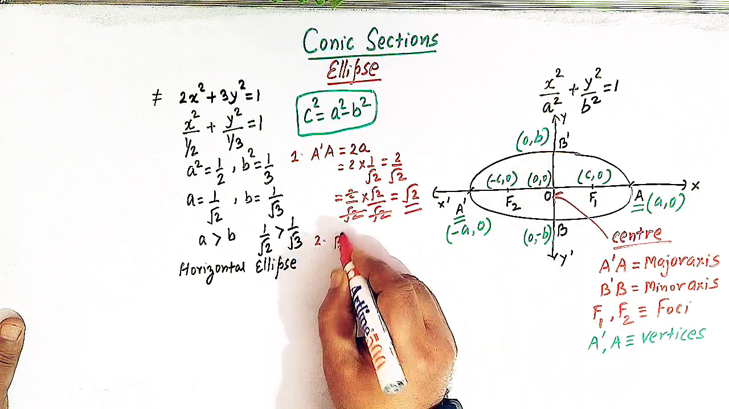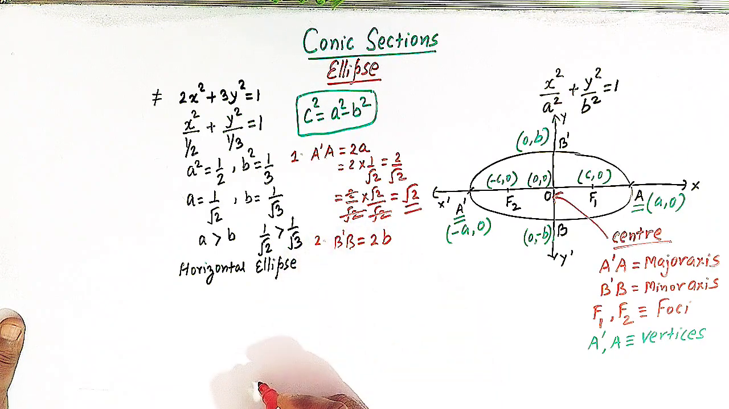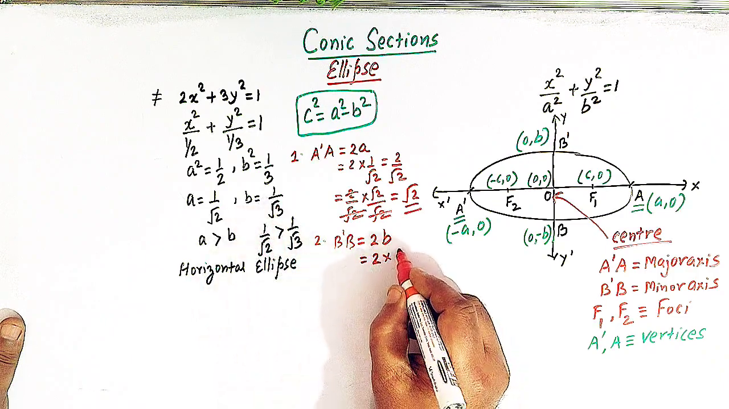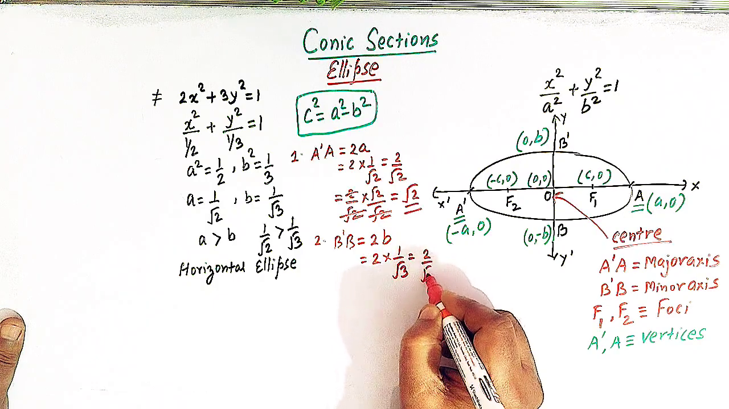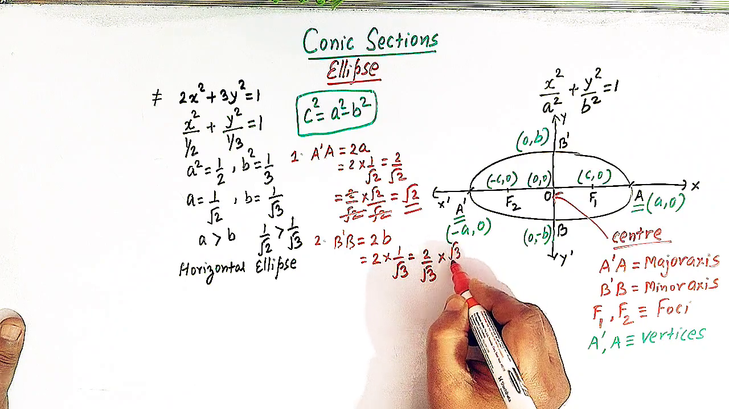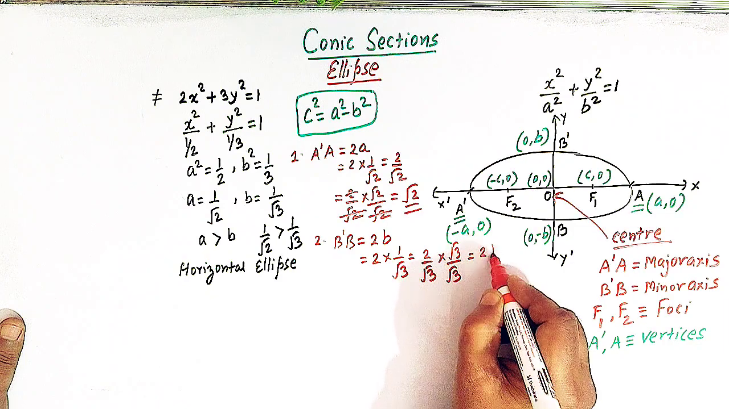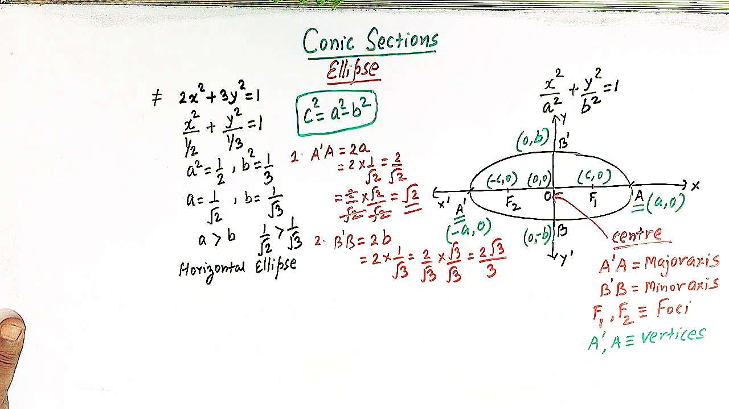So we have b dash b is equal to 2 times b, right? So we have 2 times b. b is 1 over square root of 3. So this is 2 over square root of 3, and we can rationalize it. So we have square root of 3 over square root of 3. So this is 2 times square root of 3 over 3, right?